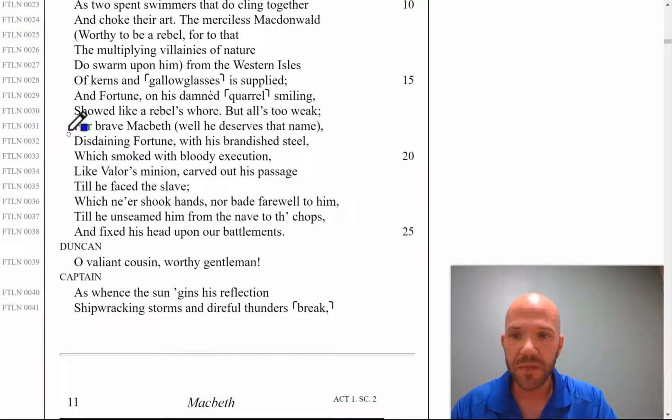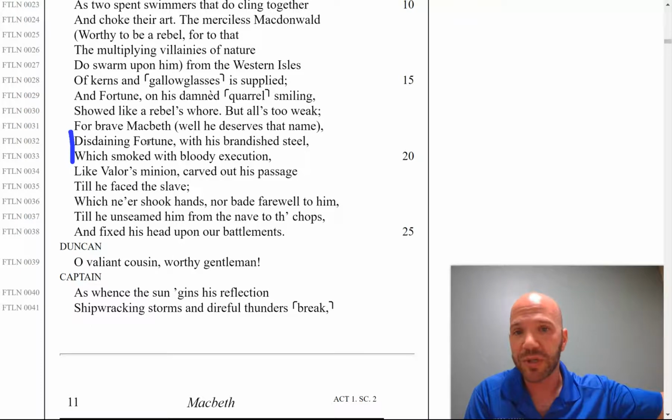"Disdaining fortune." This is also going to connect to some themes later. Macbeth didn't care about the fortune and fate, which seemed to be on the other side.